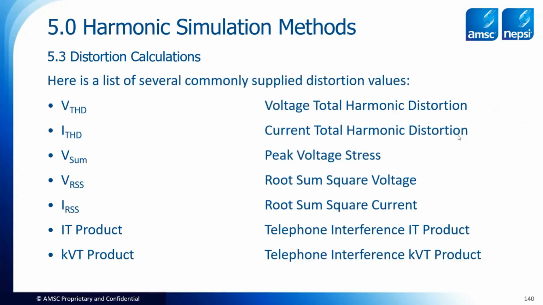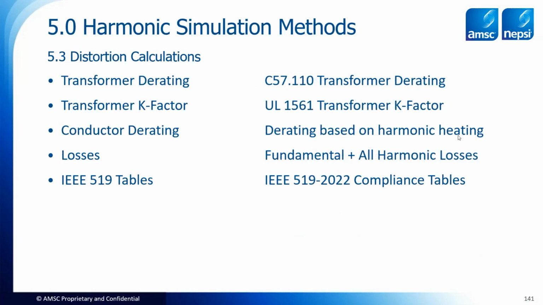But a number of the key values that we utilize are voltage distortion, current distortion, what we call a peak voltage stress measure, which I call V sum, and the root sum square, which is equal to the RMS, except it's formed from harmonic numbers, not from the waveform itself. We call that root sum square voltage. Then there's a root sum square current, the IT product, which is a telephone interference measure, mostly from the old days when they had telephone communication circuits, but you still see it pop up every now and then as a method by which you can reduce interference if you want to.